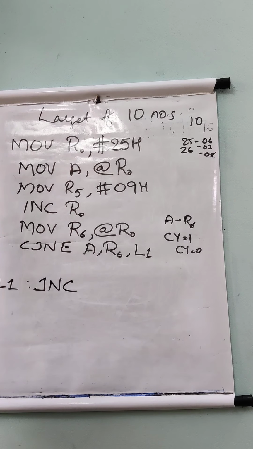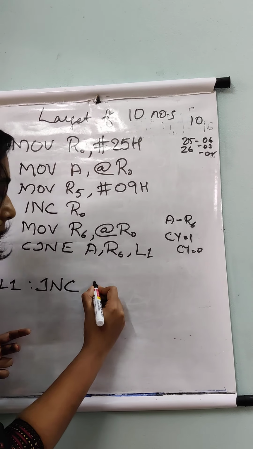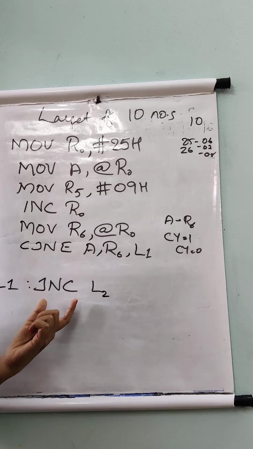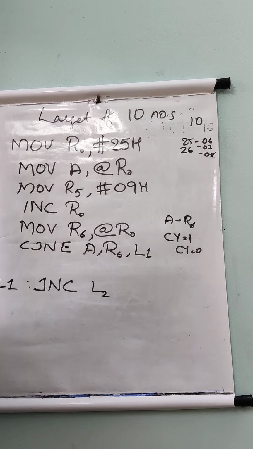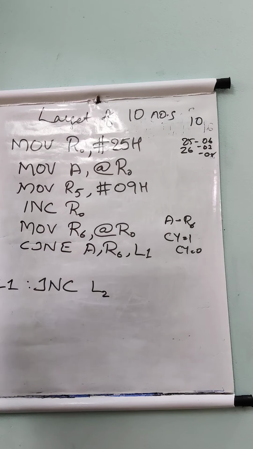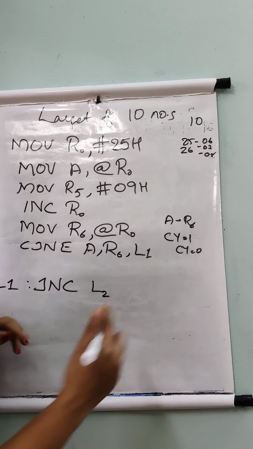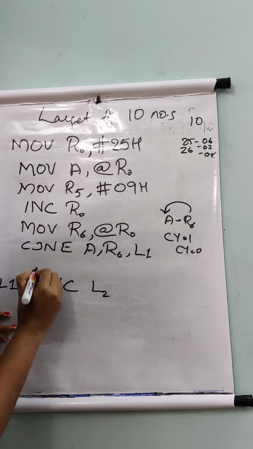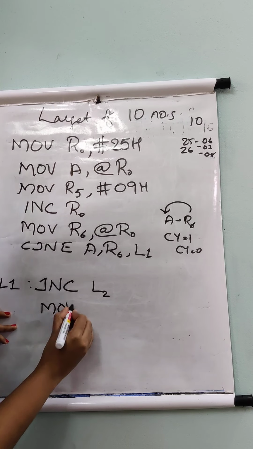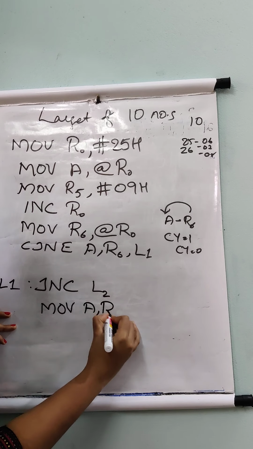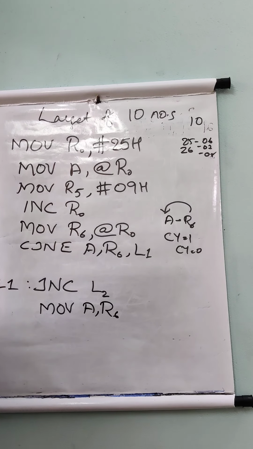Where are we going to jump? We will jump to another location L2, and if there is no carry, it will jump to L2. And what if there is a carry? There is a carry means R6 is bigger. So now we are going to save the value in R6 to the accumulator. If there is a carry, we will move the value in the register R6 to the accumulator.